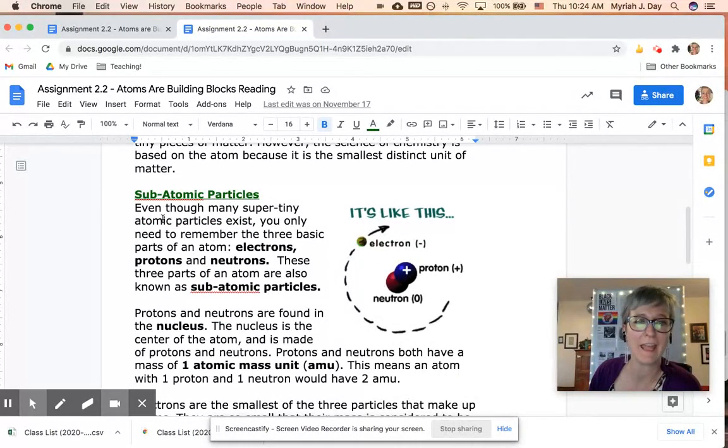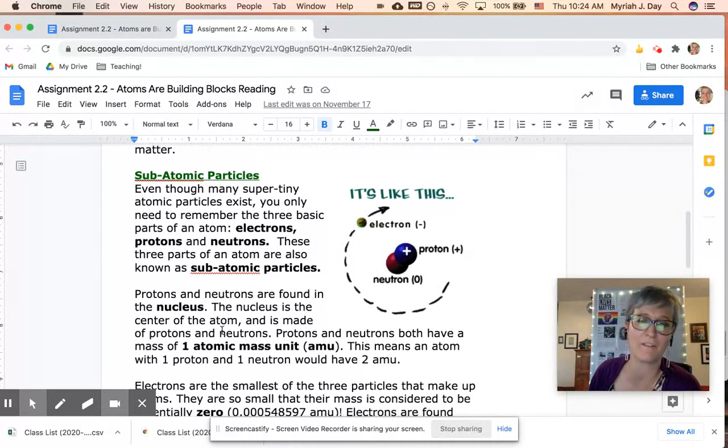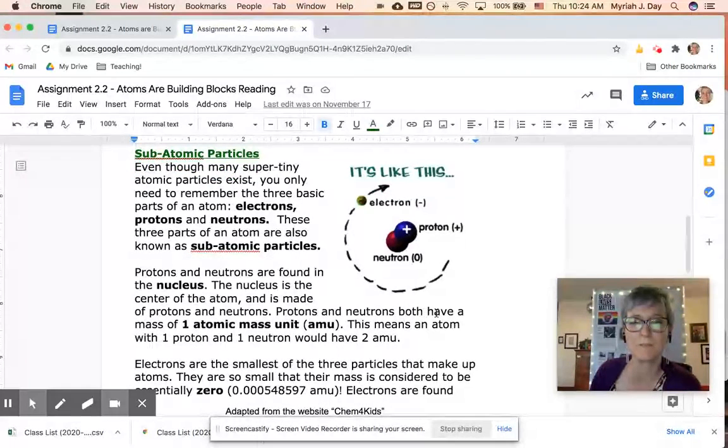Subatomic particles. Even though many super tiny atomic particles exist, you only need to remember these 3 basic parts of an atom: electrons, protons, and neutrons. These 3 parts of an atom are also known as subatomic particles. Protons and neutrons are found in the nucleus. The nucleus is the center of the atom and is made of protons and neutrons. Protons and neutrons both have one atomic mass unit.